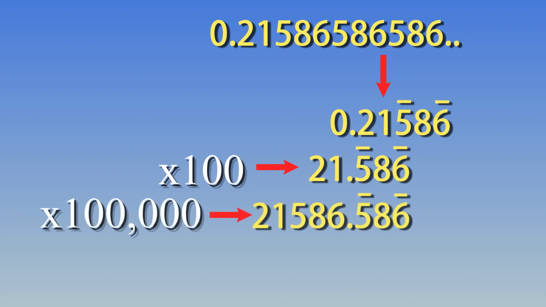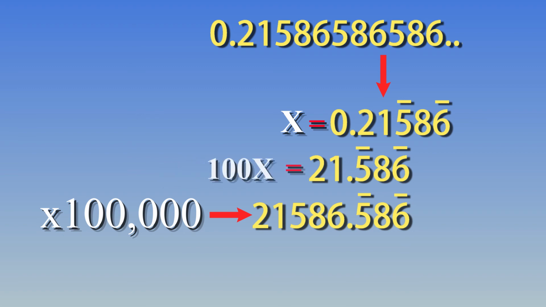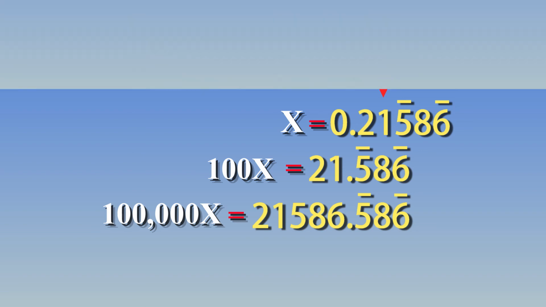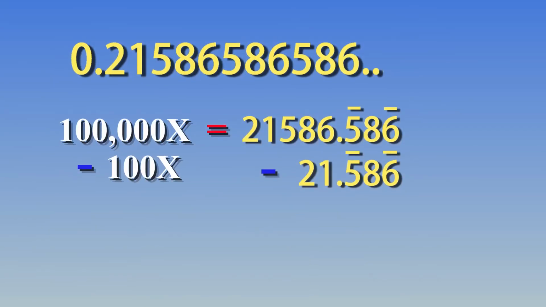For step 3, we label all three numbers. The original with x, so x equals our recurring decimal, and then the one which is 100 times larger with 100x, and then the one which is 100,000 times larger with 100,000x. In step 4, we make the two-sided equation with the x values on the left-hand side and subtract 100x from 100,000x.